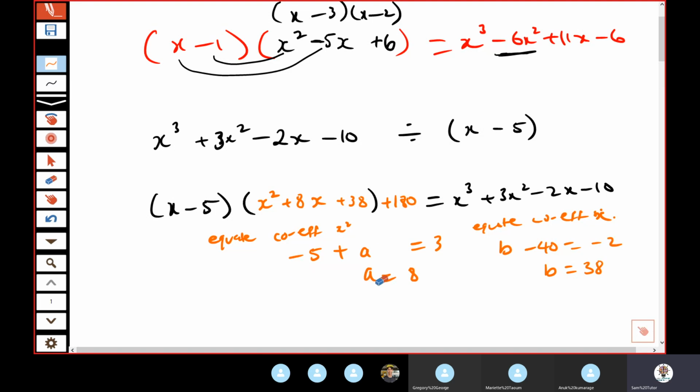Of course, as you get faster, you won't be writing equate. You can do it pretty quickly. And did that make sense? Okay, wait, how do you find the remainder again? So again, think of the expansion of this. What's the only way you're going to get constants from this expansion? It's just negative 5 times 38, which becomes negative 190. But what should you have? Negative 10. So then that should be plus 180. Or if you can't do it, just go negative 190 plus c equals negative 10.